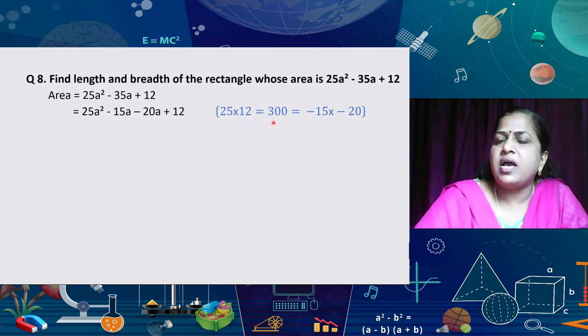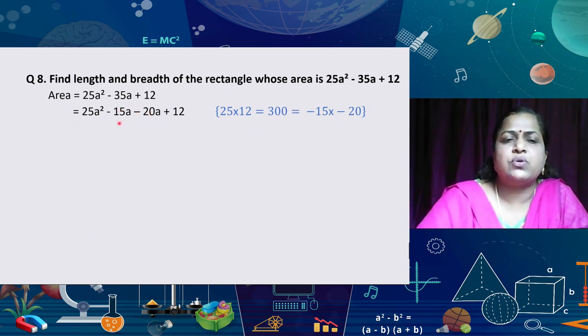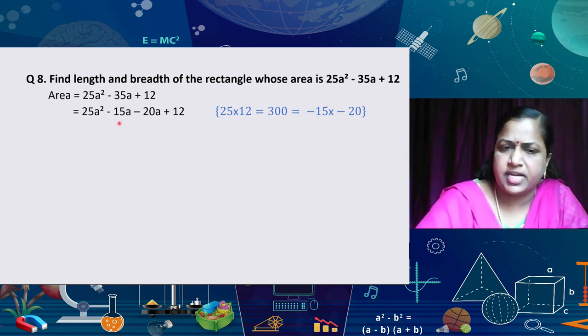300. And we can write the factors of 300 as 50 into 20, but we need minus 35 in the middle term and multiplication plus 300. So minus 15 into minus 20 is plus 300, and minus 15 plus minus 20 is minus 35. So we can split the middle term as minus 15a minus 20a.